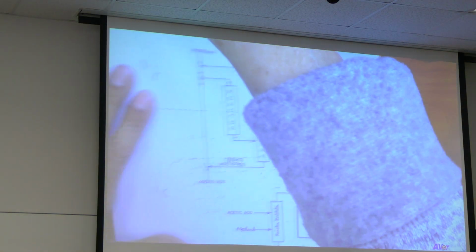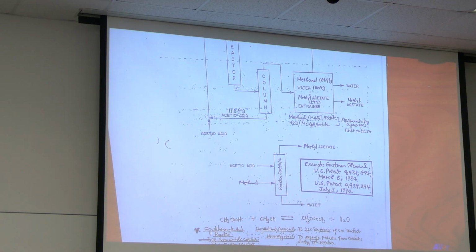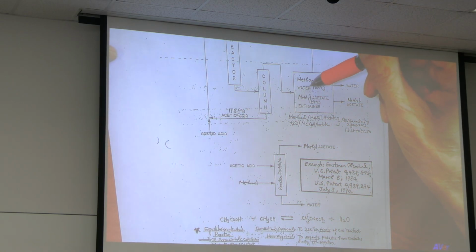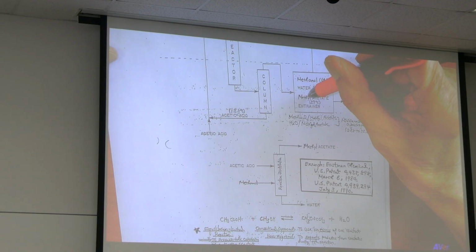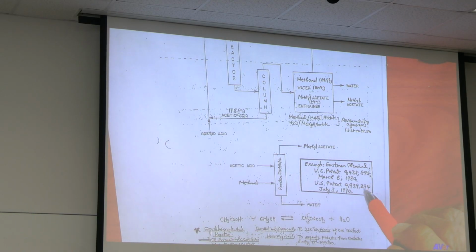Look at page 2. Methanol, water, methyl acetate. US patent. You see the reaction? Acetic acid, methanol, producing methyl acetate, water.